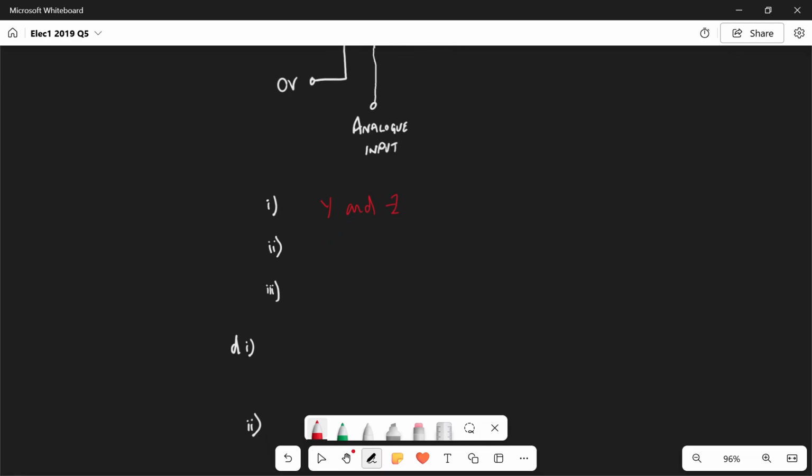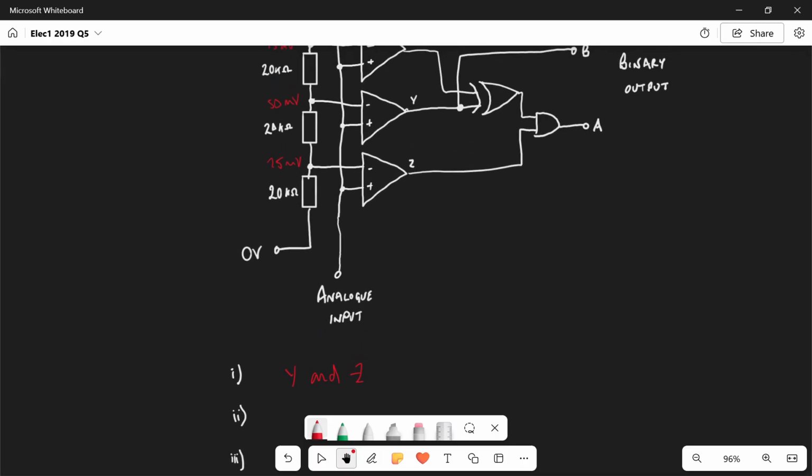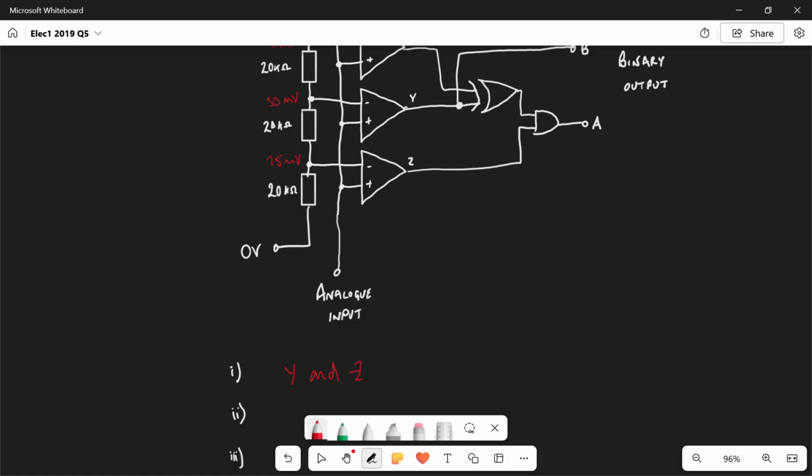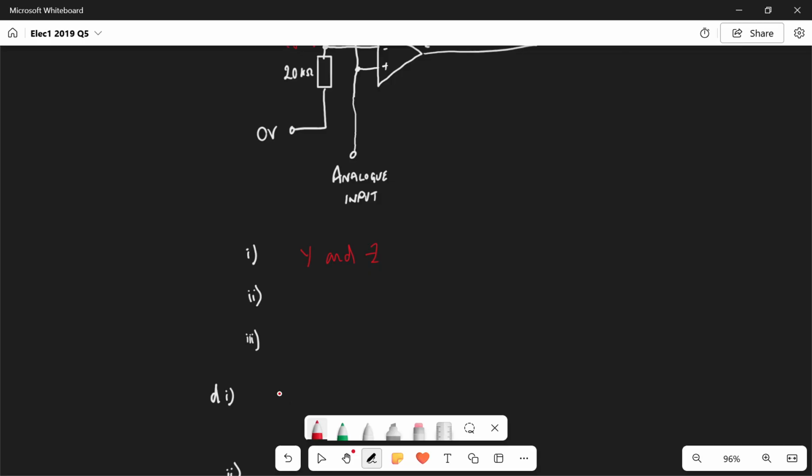Okay, so for the next question, what is the resulting binary output BA? Well, we have two of our op-amps, Y and Z, with positive saturated outputs, which means that we're looking for the binary value of 2 at B and A, and 2 would be 1, 0 in binary.